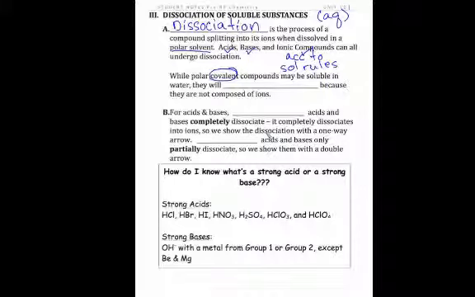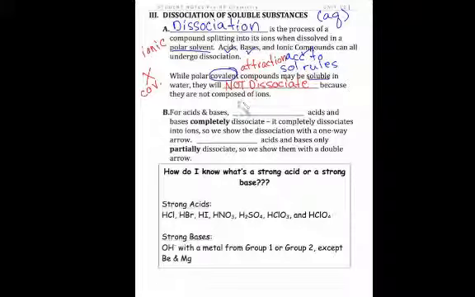Now, if we have polar covalent, they may be soluble because there is a force of attraction to the solvent, but they will not dissociate. We do not break covalent bonds. We do break ionic bonds and dissociate. We do not break covalent bonds when we dissolve.